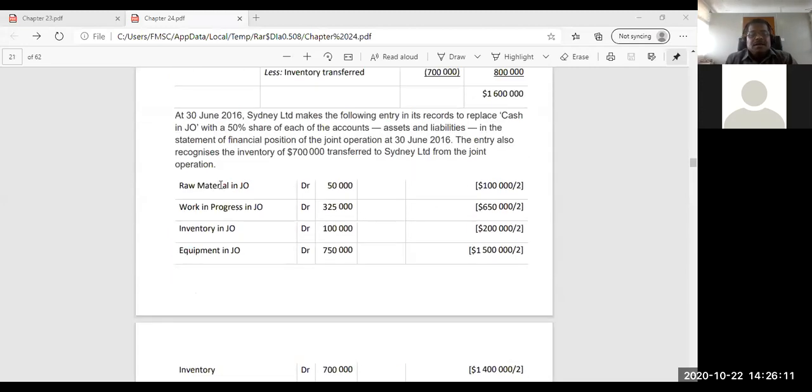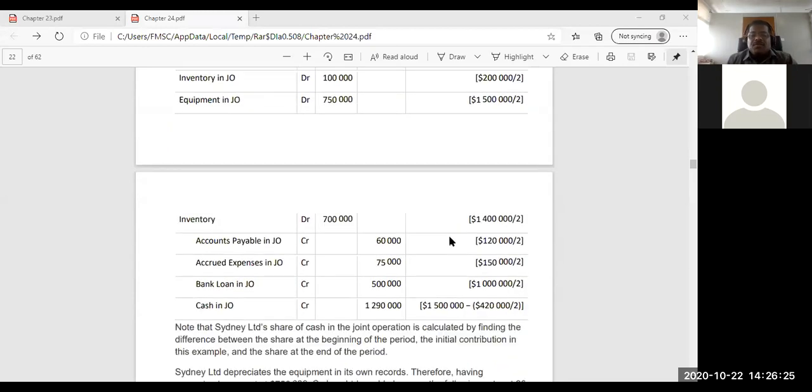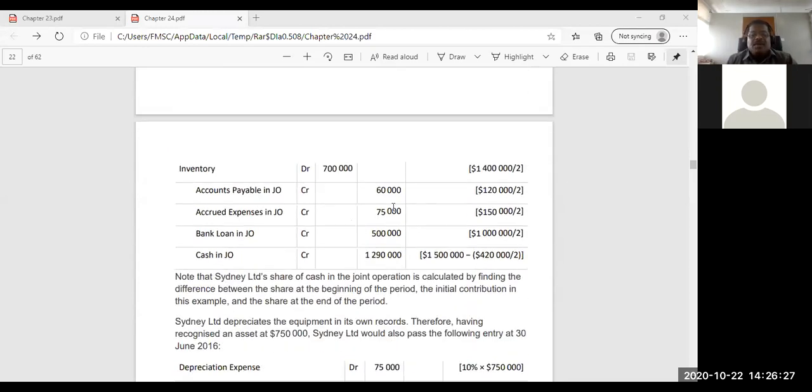Here raw material 50, the half of the raw material, work in progress. These are assets in the balance sheet. WIP, inventory, equipment, all half you take. Inventory half and liabilities also half, 50-50. This is the portion of the first operator. The other 50% is in the other operator's books.